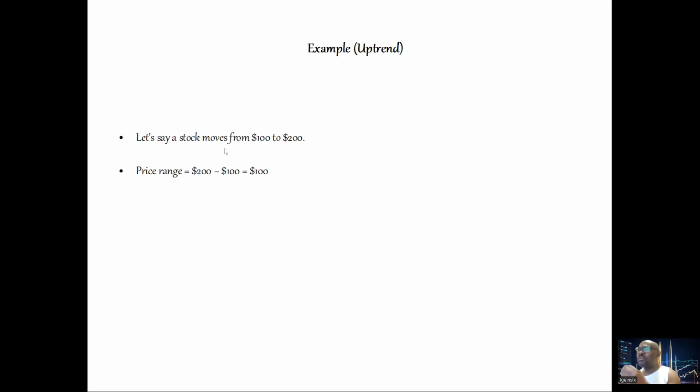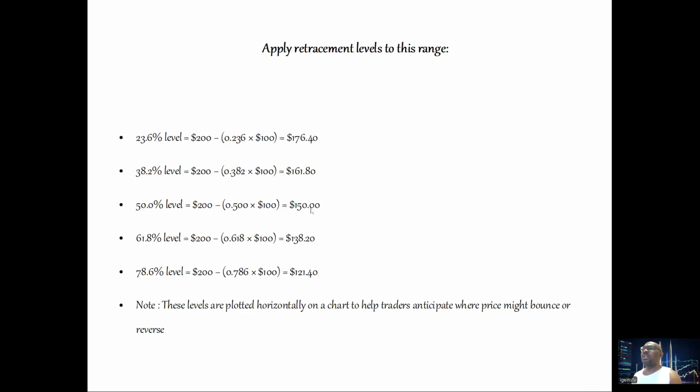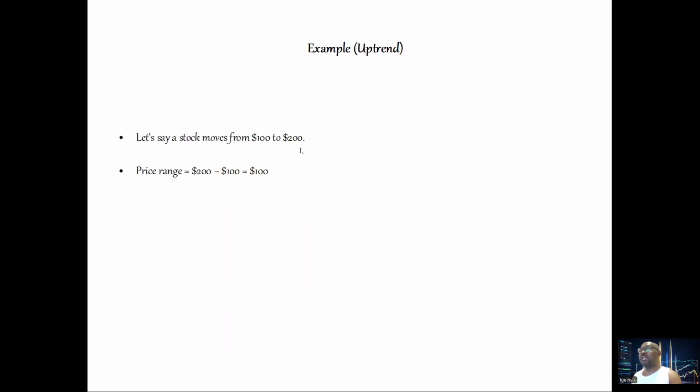Let's say a stock moves from $100 to $200. Now, there's what we call the price range. That price range is between 100 and 200, right? This is how you derive it: $200 minus $100 gives you $100. That is the price range. So let's go. Apply the retracement level to this range. If you want to apply a retracement level to this range, remember, from 100 to 200, let's go back so that you understand. From 100 to 200, that is the price range.